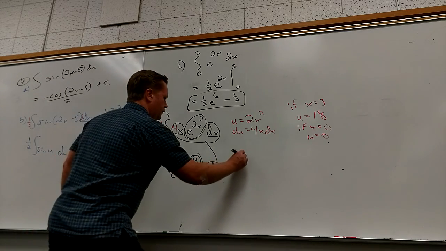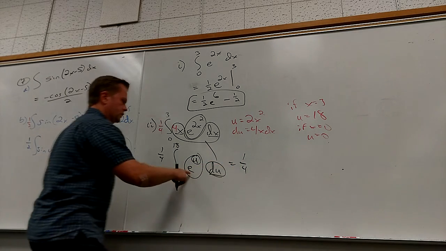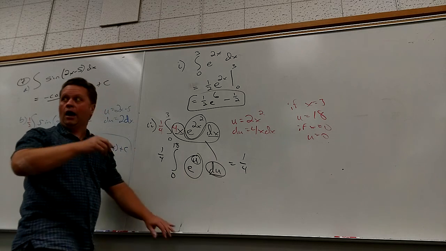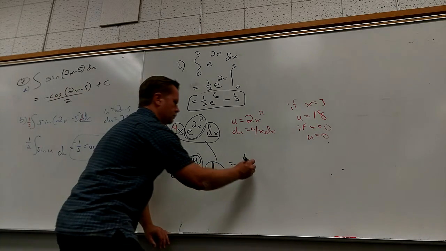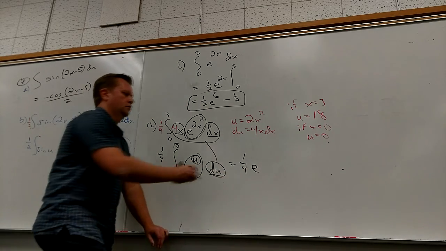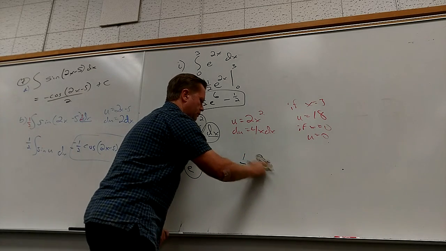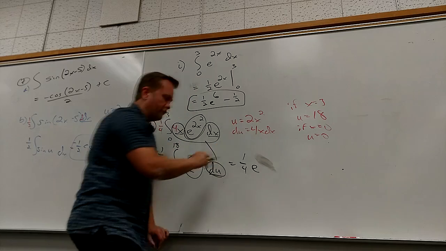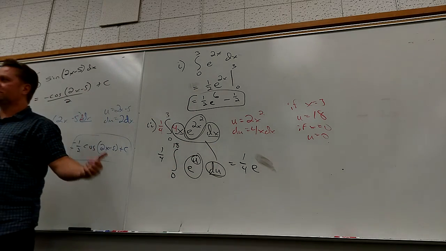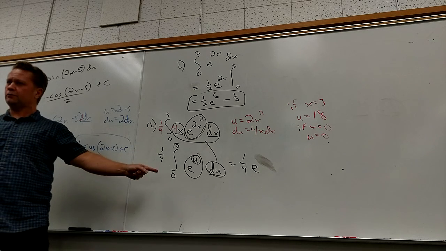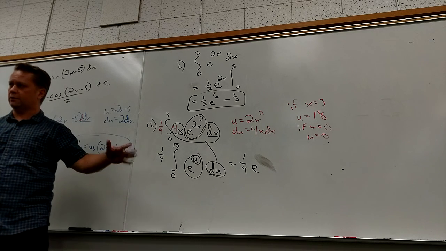So what do you get? 1/4. What's the integral of e to the u? E to the u. And what was u? Oh, I'm sorry. I forgot which way I'm doing. I replaced everything with u stuff, right? Because I don't do it this way, to be honest. But I think this way is better for most students. But I'm still going to show you my way.